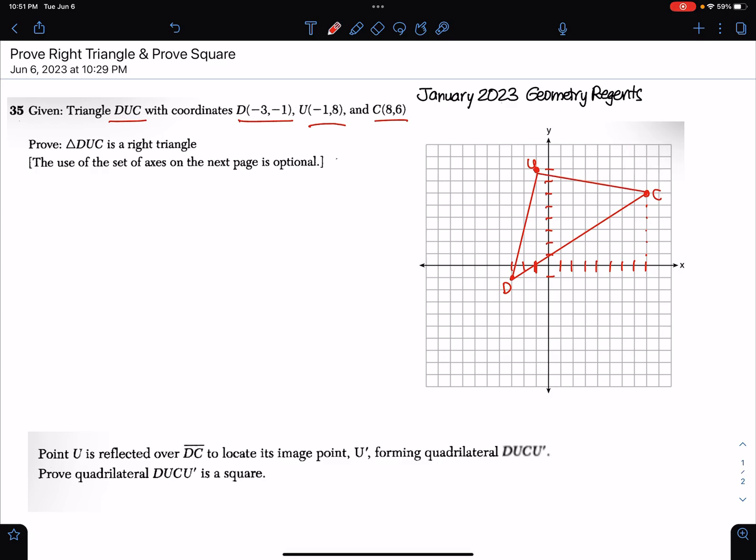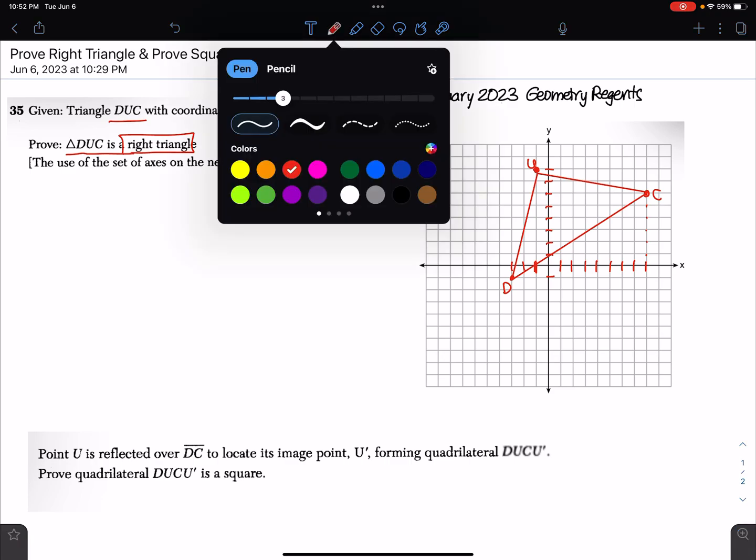So what I did just now was I graphed the coordinates, and now the question is asking us to prove that triangle DUC is a right triangle. Now, first of all, when you look at the picture, you can clearly see that this is the angle that we got to focus on to prove that this is a right angle. So in order to prove that this is a right angle, we have to prove that the slope of DU and the slope of UC are negative reciprocal slopes, opposite sign flip slopes.